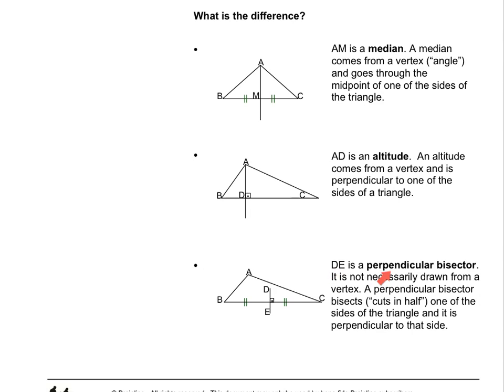Then DE is a perpendicular bisector. It is not necessarily drawn from a vertex. A perpendicular bisector bisects one of the sides of a triangle and it is perpendicular to that side.